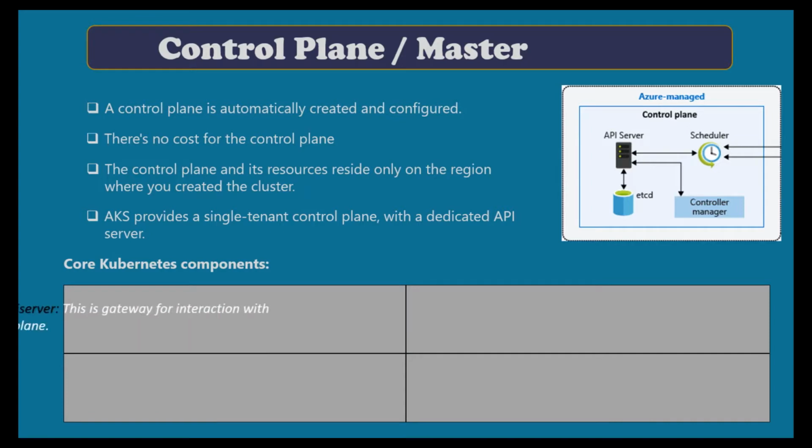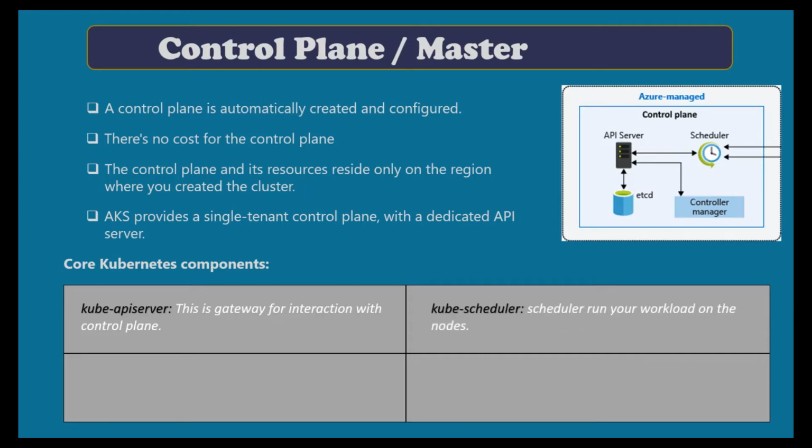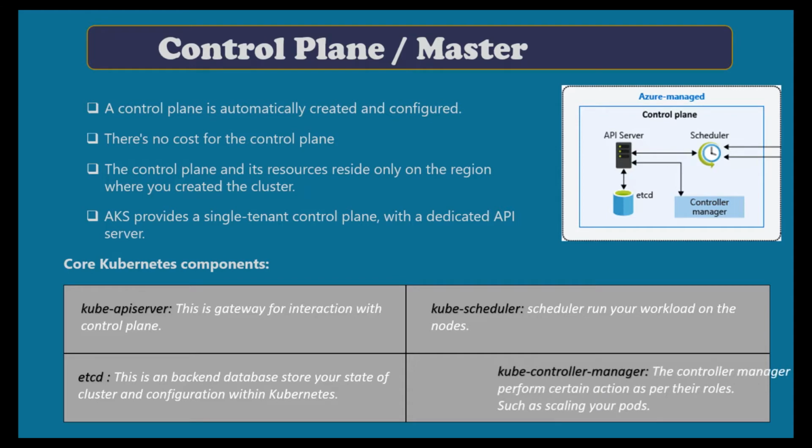First is the API server. What is the API server? The API server is a gateway for interaction with your control plane. The kube scheduler is the second part. The kube scheduler runs your workload on the nodes. The etcd is a backend database that stores the state of the cluster and configuration within your Kubernetes cluster. The kube controller manager performs certain actions as per its role, such as managing pods, scaling pods, and so on.